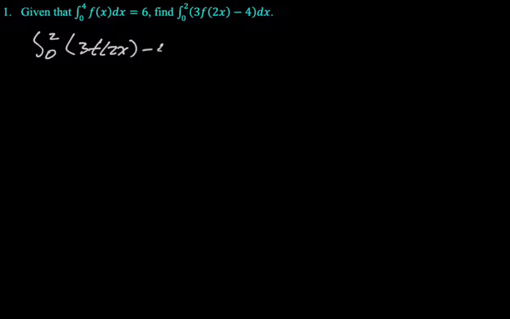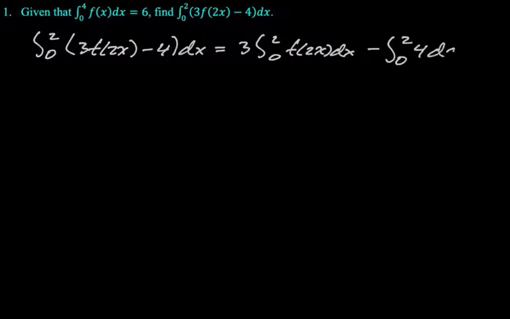And then I will break it up into 3 times the integral from 0 to 2 of f of 2x dx, and we'll worry about that in a second because that one's not as obvious, and then minus the integral from 0 to 2 of 4 dx, and that one we can think of as just a rectangle that has a height of 4 and a base of 2. So we'll be able to get that one graphically, or just in your mind you can think that. Let's deal with this first one though.